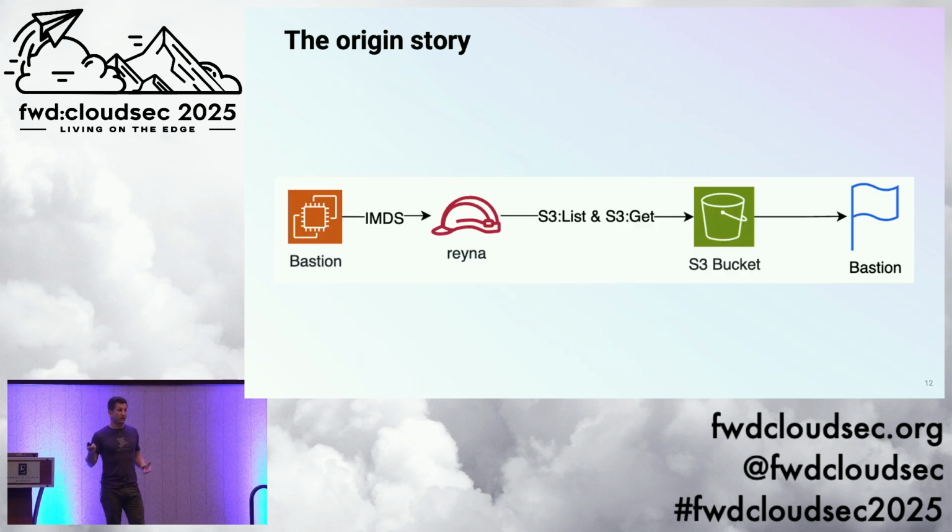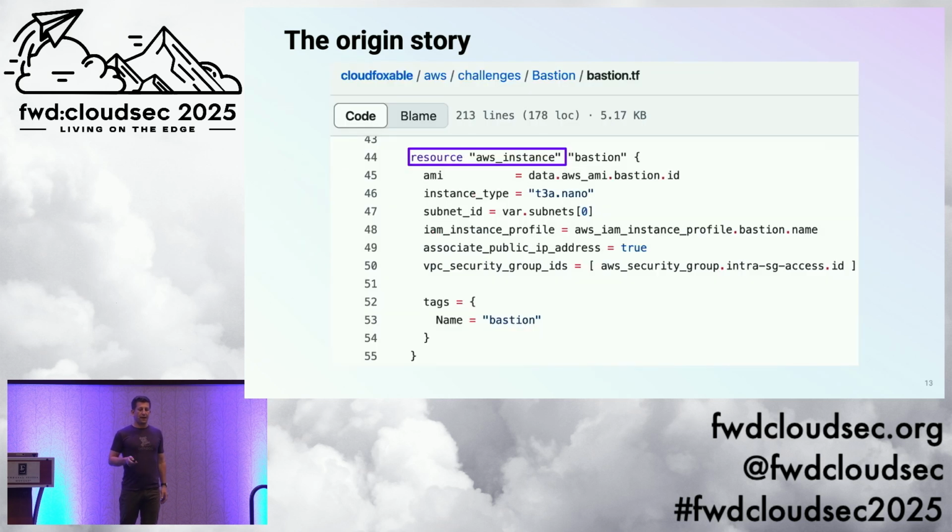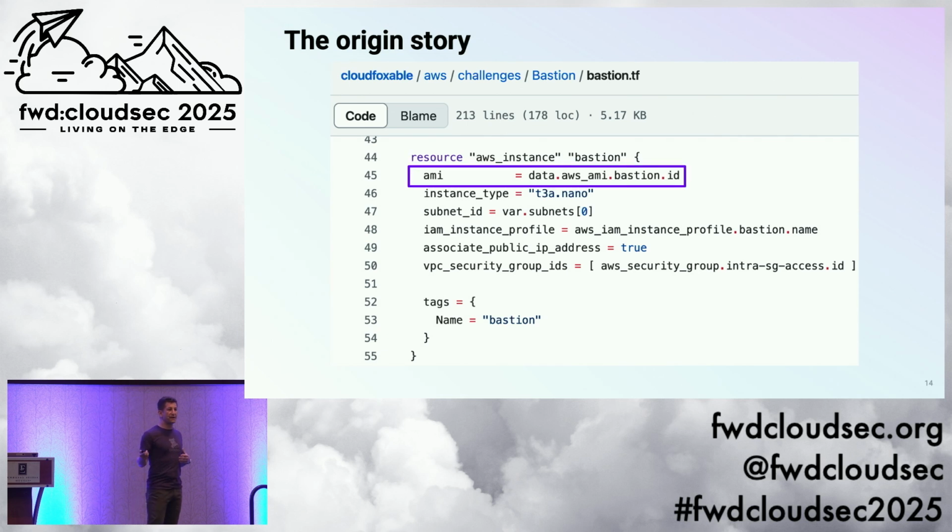But in CloudFoxable, I create multiple EC2 instances, like probably many of you. And how do I instantiate an EC2 instance using Terraform? I use the resource type aws_instance. And then how do I pick which base image to use? Because that's at the core what an AMI is. It's a base operating system image used to create EC2 instances.